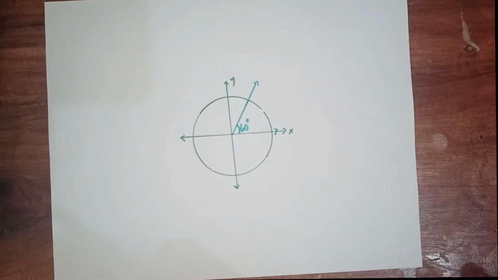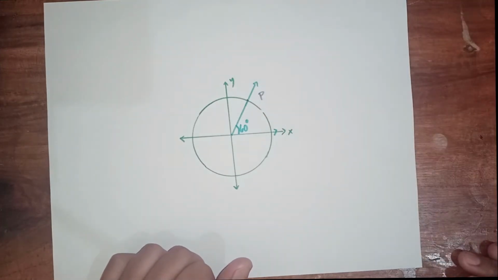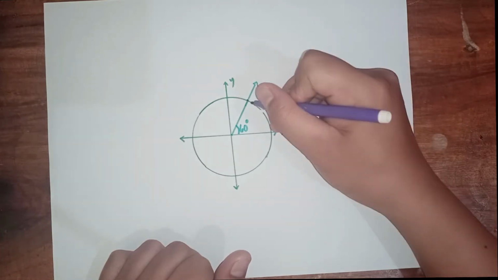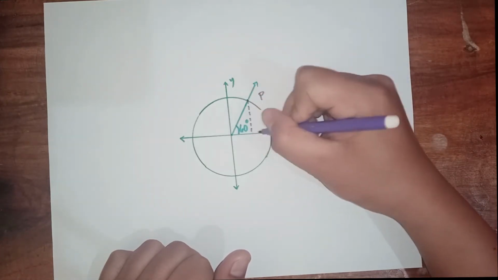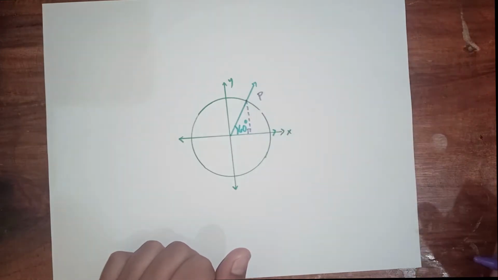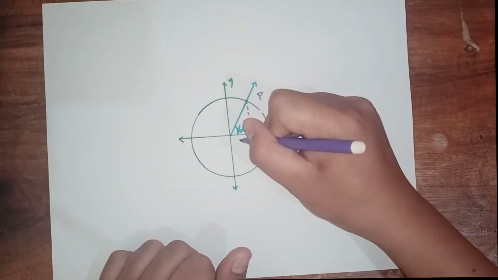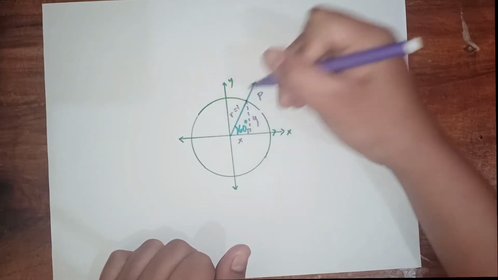Okay. So for the 60 degree angle, again, kukunin natin yung point of intersection dito, that is P. Same procedure, we're going to draw a line perpendicular to the x-axis. So we also form a right triangle. This is now x, this is your y, still this is r, and the radius is equal to 1.